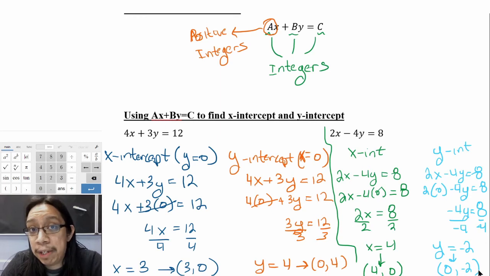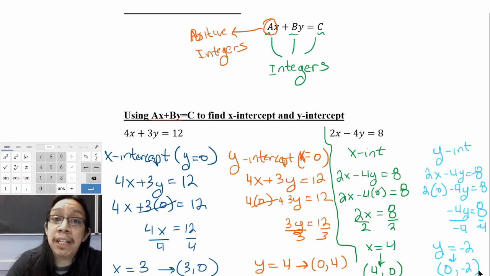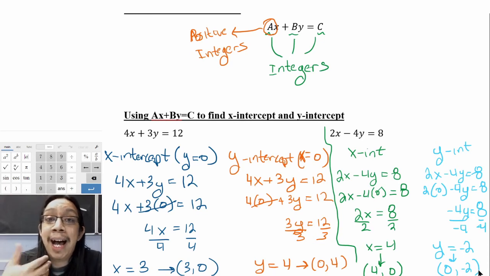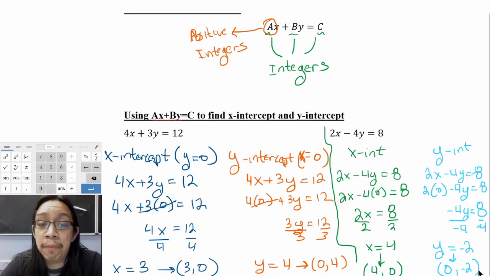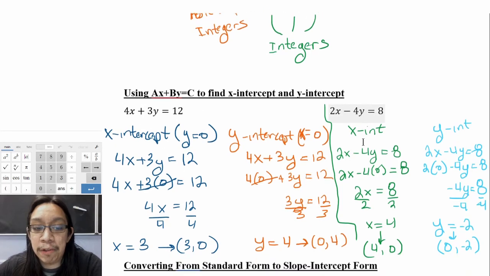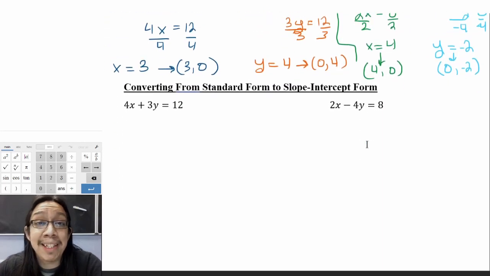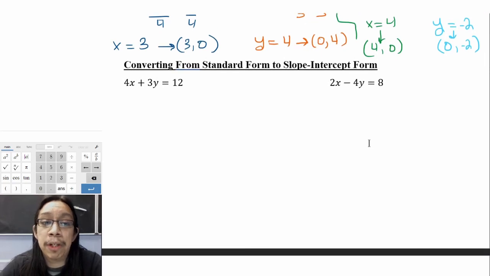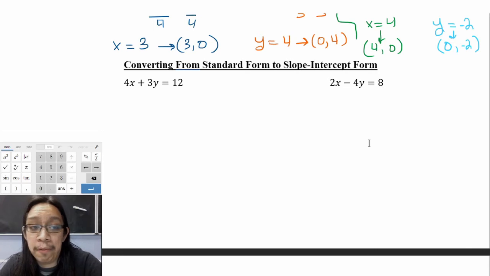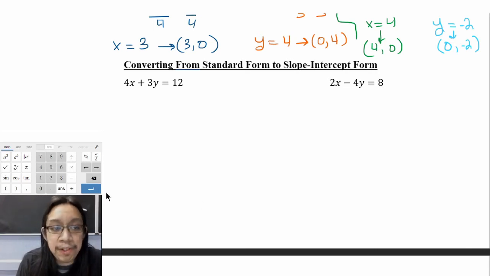So one thing that we can do with standard form is convert it into slope-intercept form by isolating the y variable. So let's think about what we're going to be doing here. Let's see what kind of steps we have to take if we want to convert standard form into slope-intercept form.